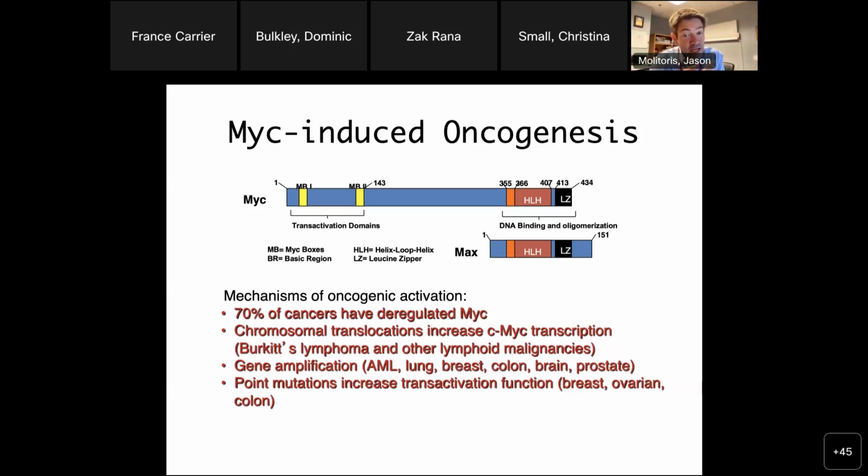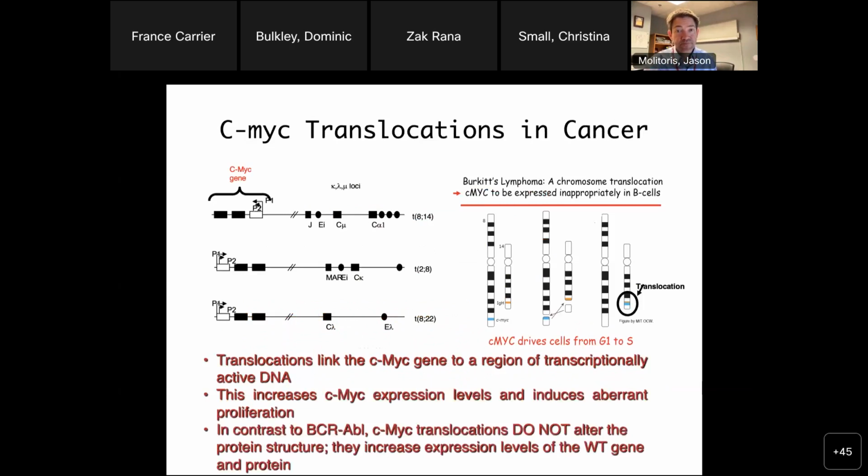It can have gene amplification in AML, lung, breast cancer, colon cancer, brain, and prostate, and it can have point mutations that increase its activation function. So again, a number of different ways in which MYC is activated in malignancies, and a very important driver of cell growth, a very important oncogene. Here's an example of translocations in MYC. Burkitt's lymphoma is probably the most well characterized and outlined here.